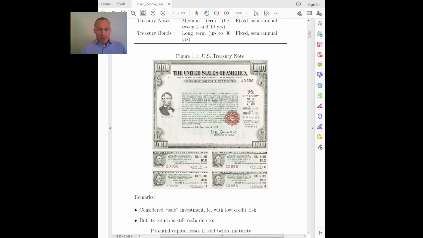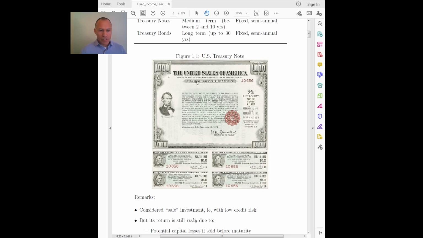This is a bond, or it used to be a bond or a note. In the old days, this was really a piece of paper, like you see here. Nowadays, you don't use paper anymore. A bond is just a record in a database, so it's not a material thing. It's not anymore a piece of paper, but we still use the words that came from this time.